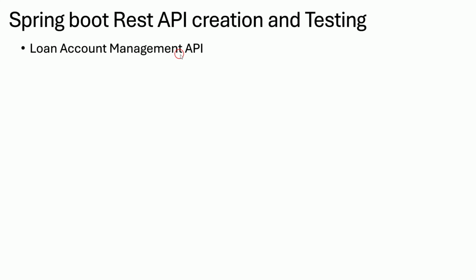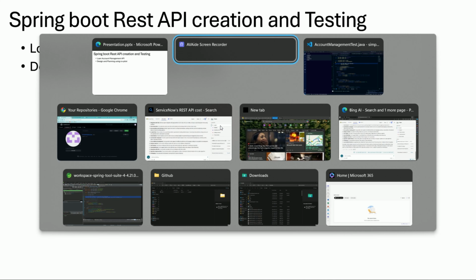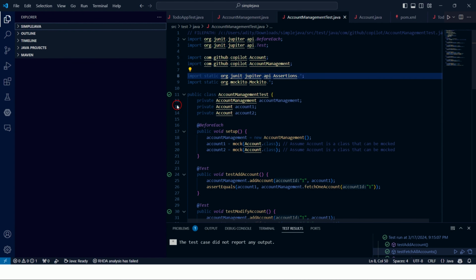So it's a loan management system API, and I'm going to create a REST API using GitHub Copilot. So the first thing we are going to do is design and planning using Copilot. We'll see how Copilot will help with the designing and planning. So open our VS Code and we'll try to do that.